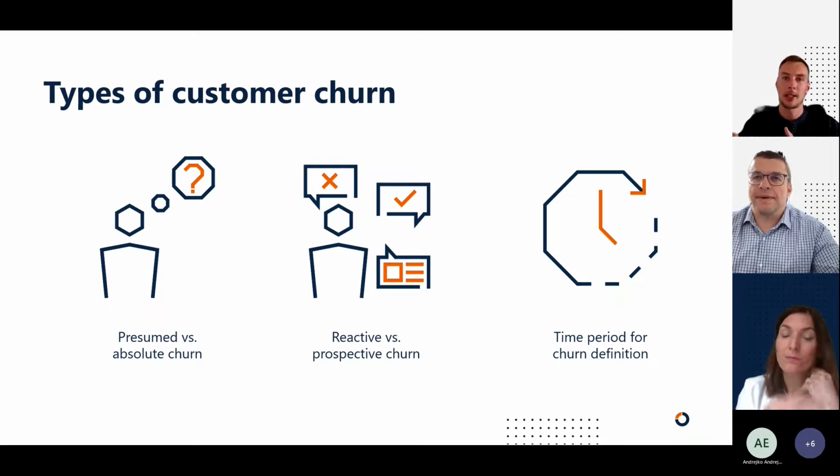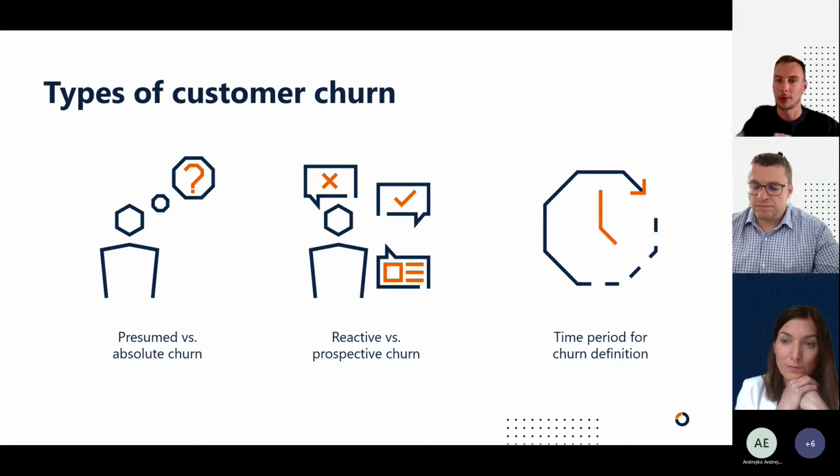On the other hand, prospective churn usually takes a little bit longer period of time. We don't really know what happened, and we don't really know what to change for the future because we don't really know the trigger. Lastly, the time period for churn definition is a bucket in itself, and it's very much connected to the presumed type of churn and to the prospective churn.